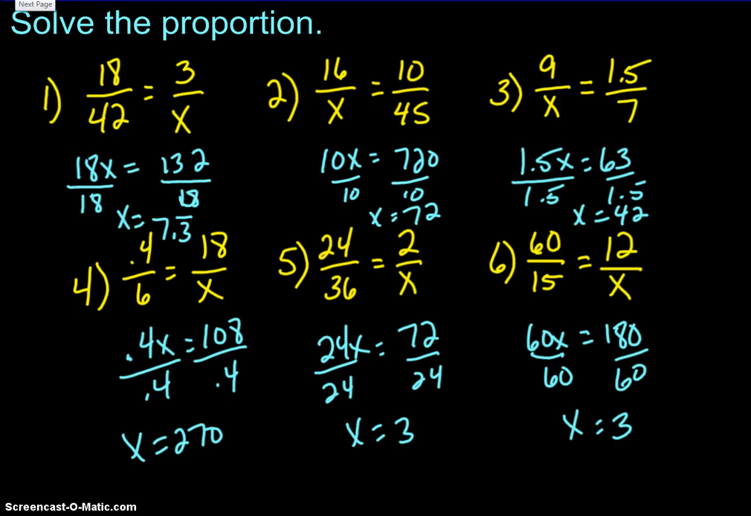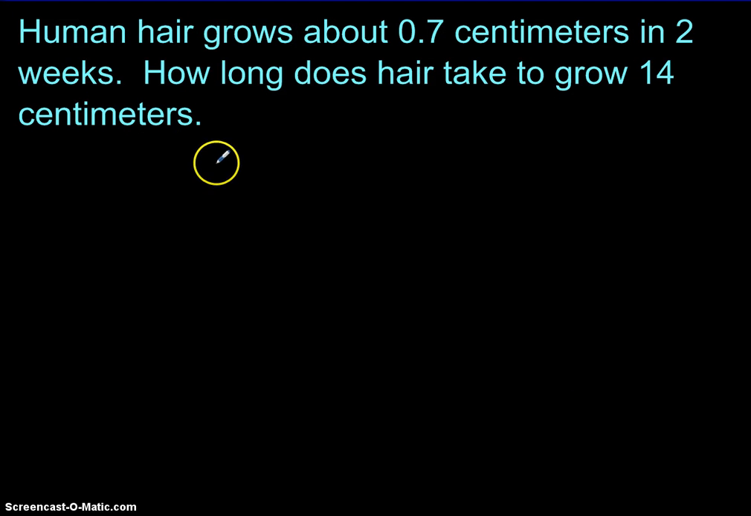So moving on to the next section, let's look at a word problem. Again, we're going to set up a proportion and solve. Human hair grows about 0.7 centimeters in 2 weeks. Well, these two bits of information go together. How long does hair take? That's x to grow 14 centimeters. So I'll make a proportion.